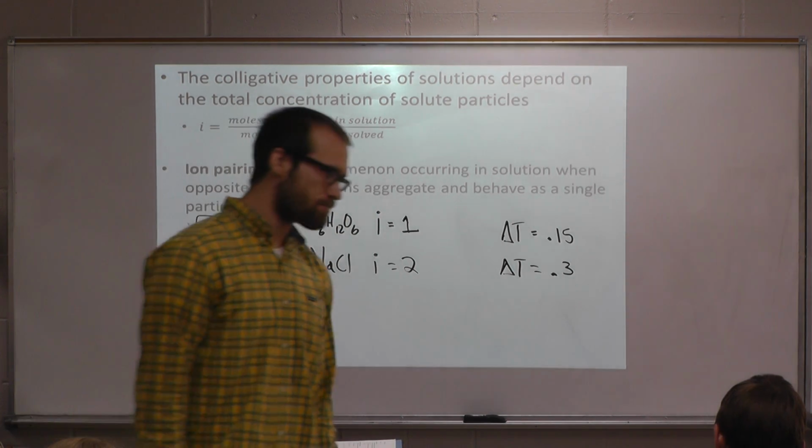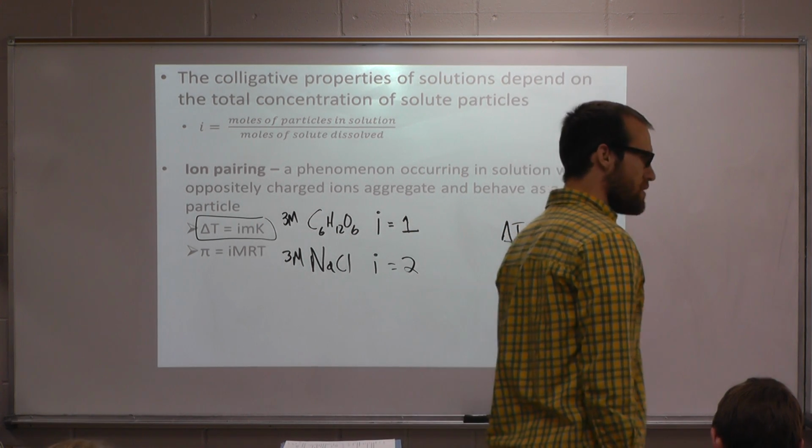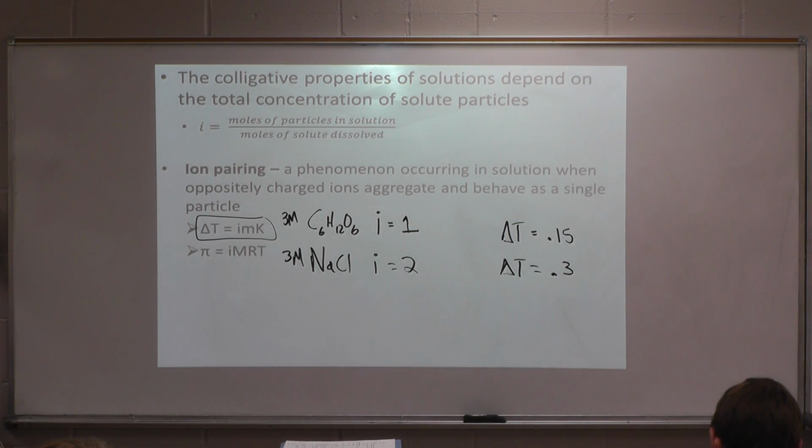Ion pairing is, it's possible that if you dissolve table salt in water, that you still got positive ions and negative ions in solution, correct? Is it possible that some of those positive ions and negative ions could, in the words of your chemistry book, aggregate? What do you think that means? Collect, come together. Yeah, there's my reader right there. I can always trust him to have the right words. That's a good thing.